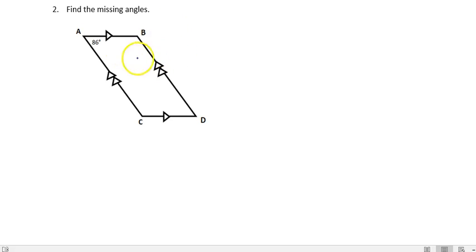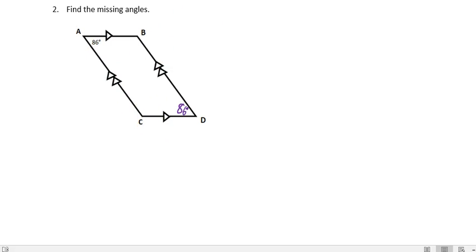Okay, so the first thing that I would notice is that angle A and angle D are across from each other, and just like I said in the last problem, opposite angles are congruent in a parallelogram. So angle D would be 86 degrees as well. And then if I want to find angle B or angle C, I just have to look at it as being on the same side as angle D or angle A, and therefore it has to add up to 180.